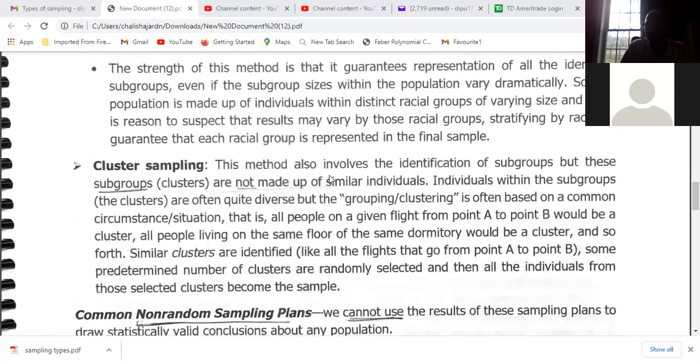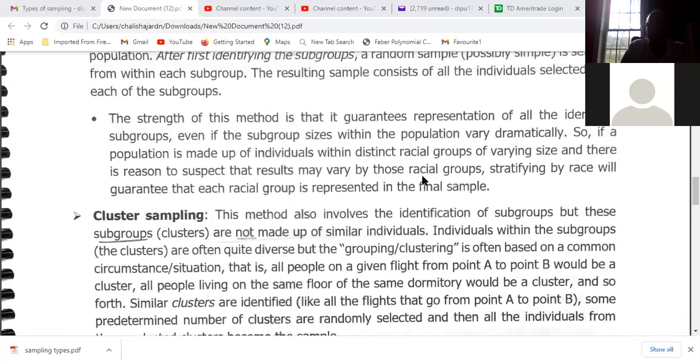This method also involves the identification of subgroups, but these subgroups or clusters are not made up of similar individuals. They are not similar now. They are different subgroups. That means in a subgroup, suppose all the doctors are there, or nurses are there. Some of the nurses are RNs, some of them are junior. So it is a mixture of all the nurses. So subgroups are not made up of similar individuals.